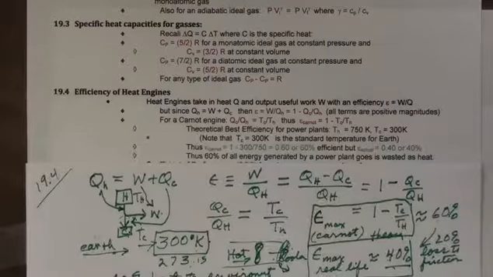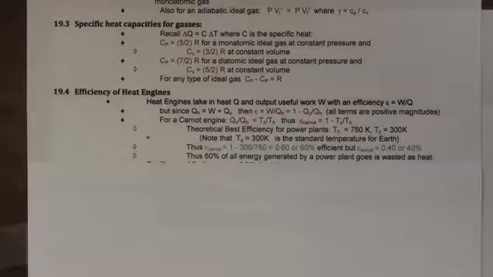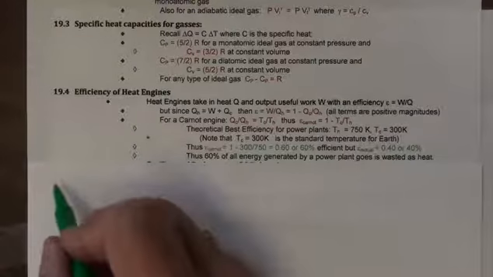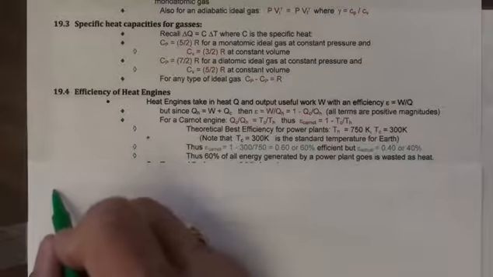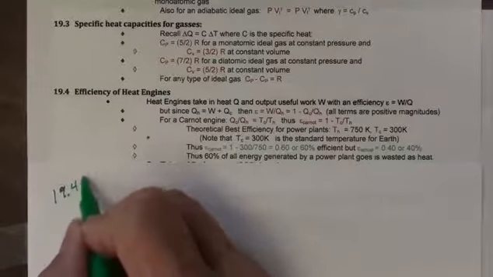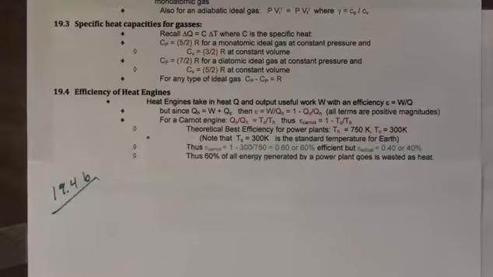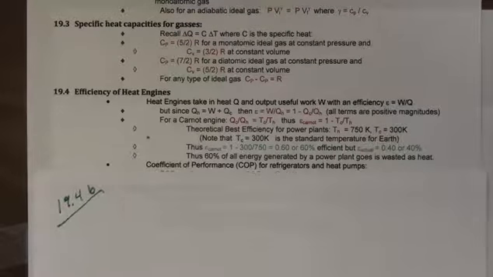Now, the next thing I want to talk about is how efficient our appliances and things of that nature are, and the kind of heat pumps that we have. So in 19.4 Part B, I want to discuss some of these other issues. The terminology for this, for refrigerators and for heat pumps, is called the coefficient of performance.